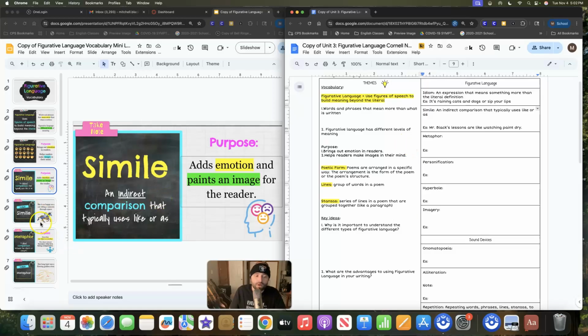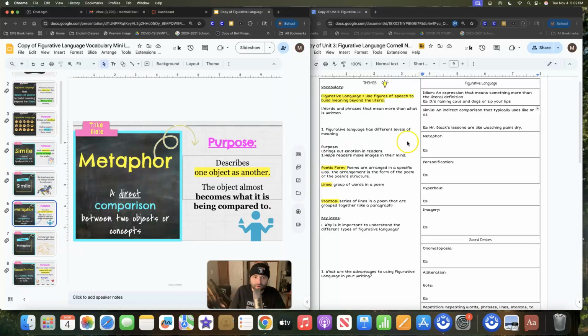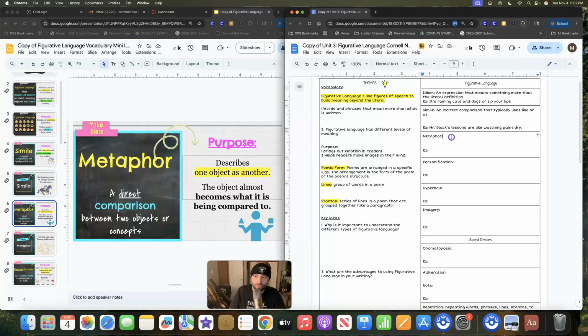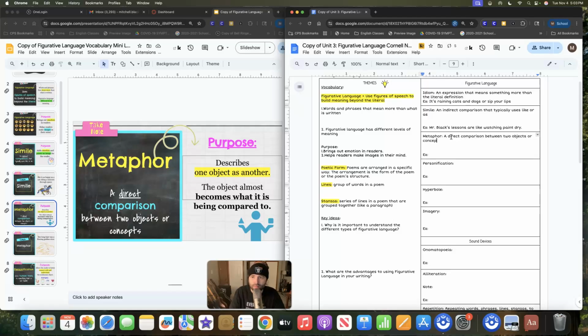So metaphors, very similar to this, but different, okay? A metaphor is a direct comparison. Direct. The indirect here is the like or as. This one, I'm directly saying that one thing is another. A direct comparison between two objects or concepts. So you could literally take the other thing here. Mr. Black's lessons are similar to watching paint dry.